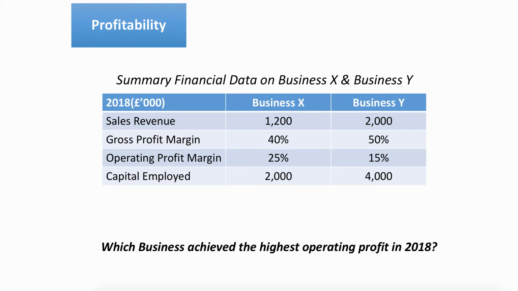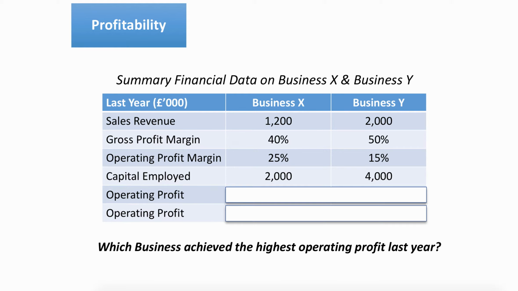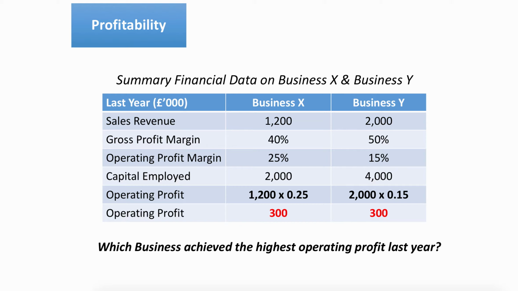Sometimes with ratio analysis information or questions, you're actually given the answer and you can work backwards to work out what the underlying data was. This is an example here because the table tells us that business X had an operating profit margin of 25%, and business Y an operating profit margin of 15%, a much lower operating profit margin. But what was the operating profit of those two businesses? Well, hopefully you calculated that in fact the business has the same operating profit. I've shown the workings there on the screen.